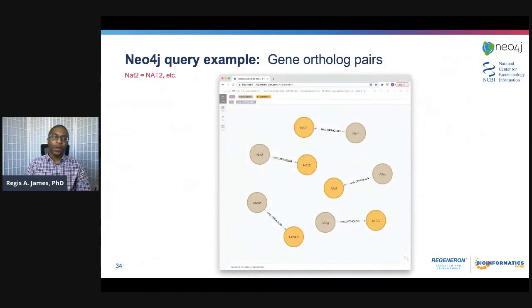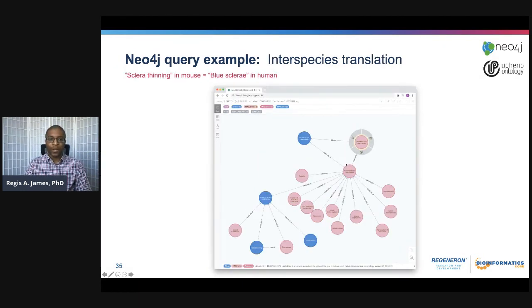So for example, what I did for this was identify the orthologs. These goldenrod nodes are human genes, and they have orthologs to mouse genes, NAT2, for example. And so I was able to use this ASCII art, that's what it's called, Cypher is written in ASCII art, to ask Neo4j for the first 5 pairs of gene orthologs. Another thing that I can do is this interspecies translation.